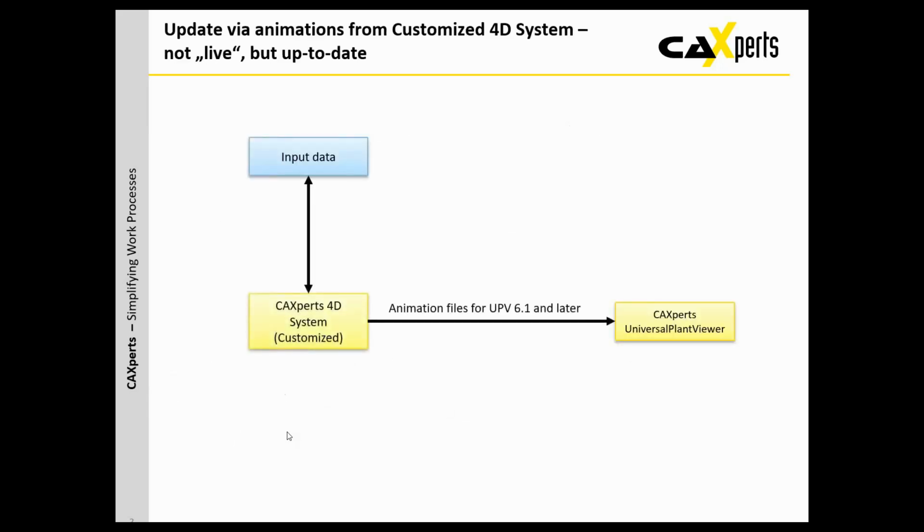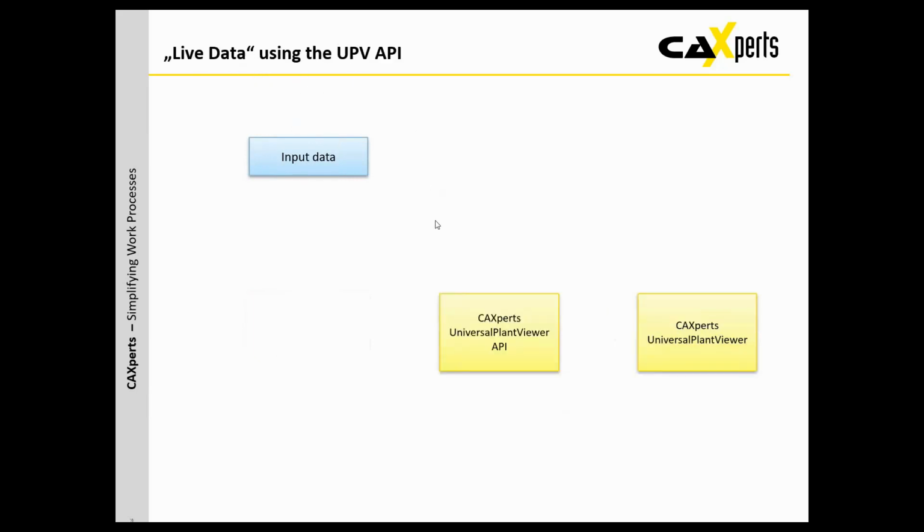So for the first method, as I said, with a 4D system, you can convert your input data into animation files and then send the animation files to your UniversalPlantViewer users so they can put the files on their mobile devices. So that's the method you can use with a bad internet connection or no internet connection at all on site. So that's not really live, but you could get up-to-date data to your site.